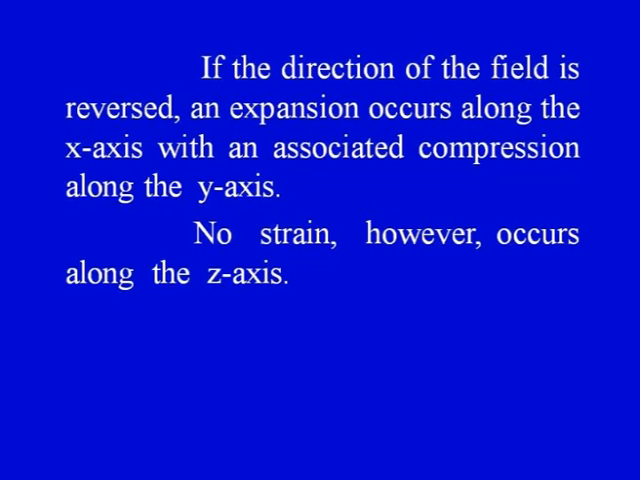You see, the phenomenon is isochoric. If there is a compression in one direction, there is a corresponding expansion in the other direction. If the direction of the field is reversed, in place of that compression, now an expansion occurs along the x axis with an associated compression now along the y axis. You see, all these changes are taking place along the x direction or the y direction. This means in a plane perpendicular to the z axis, perpendicular to the symmetric axis, perpendicular to the optic axis, no strain occurs along the z axis, along that direction.